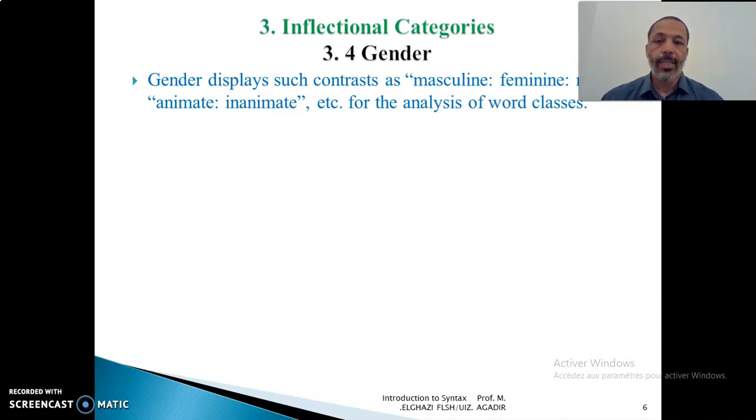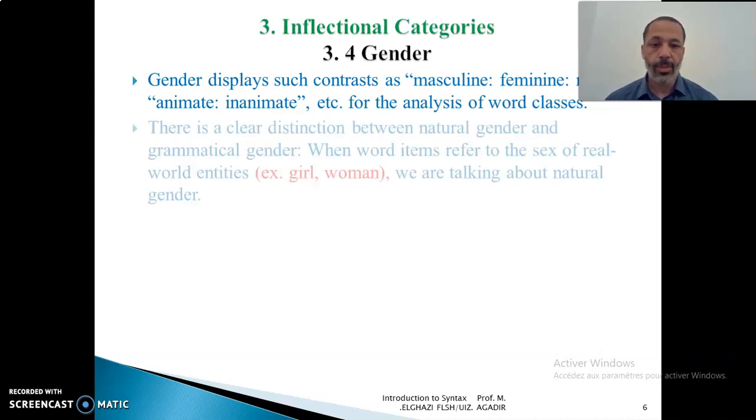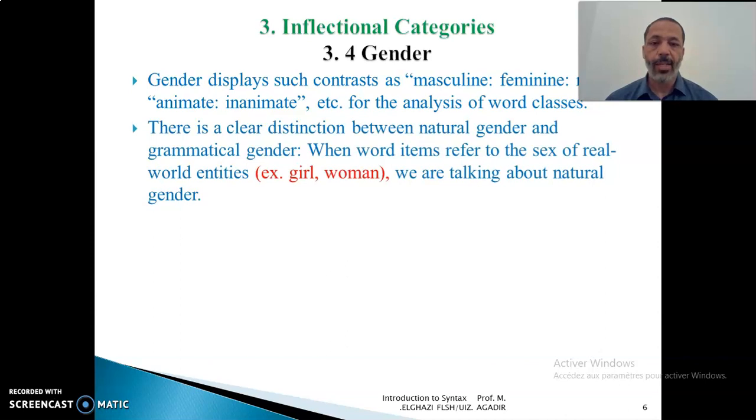The following inflection category is that of gender. Gender displays such contrasts as masculine, feminine, neuter, animate or inanimate, etc. for the analysis of word classes. So we can classify words with respect to gender into masculine, feminine, or neuter, or animate, inanimate, and so on.